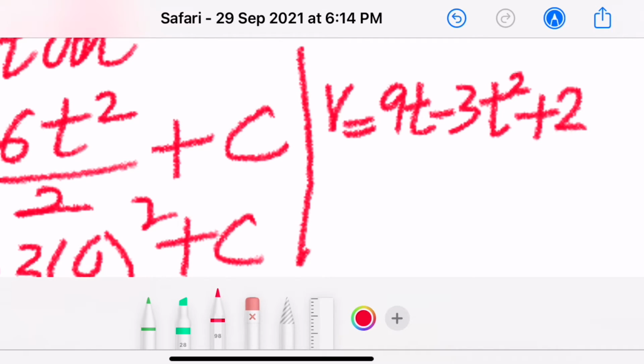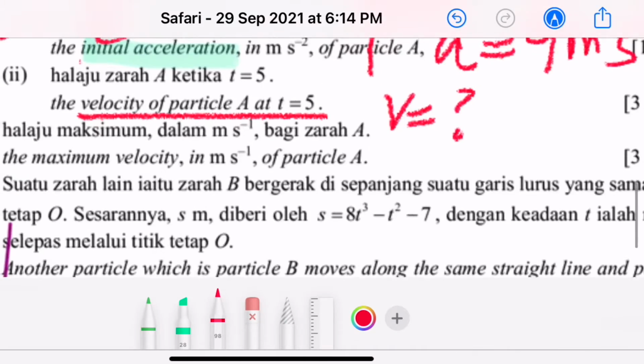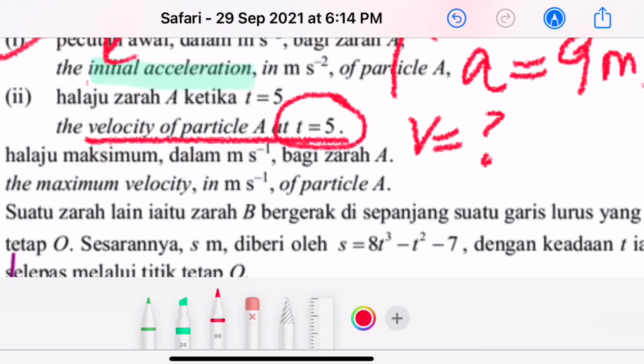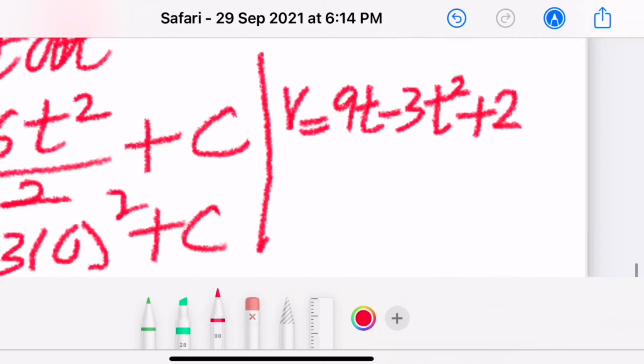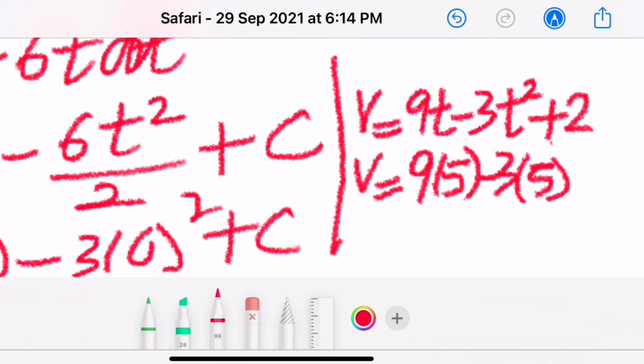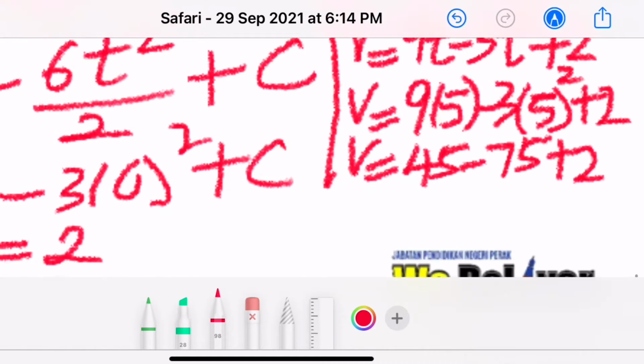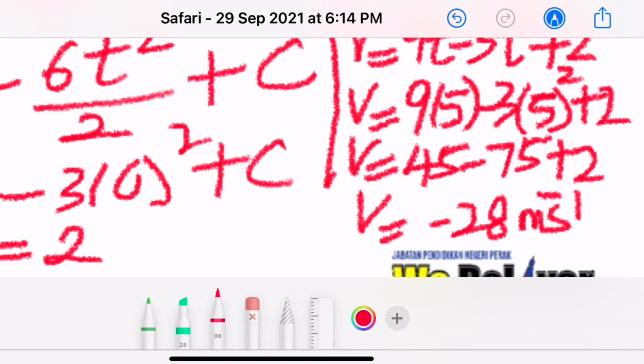So now the question is asking for the velocity at t equal to 5. So let's substitute t = 5 into the velocity. So it's 9 times 5 minus 3 times 5 squared plus 2. So the answer for velocity is 45 minus 75 plus 2, which is negative 28 meters per second. So we have solved part A2, right?